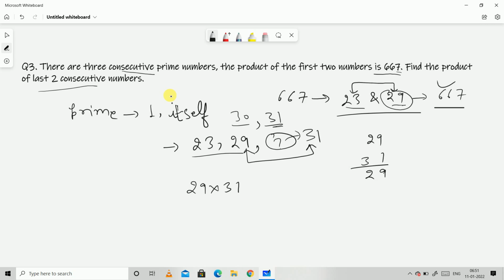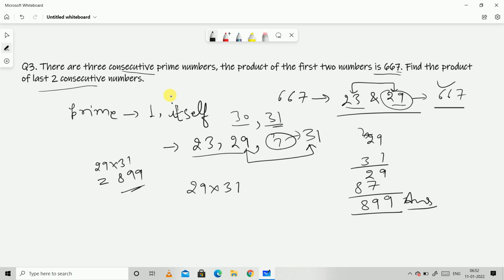So what will be that? 3 9s are 27 and 3 2s are 6 and 2 is 8. So here I will get 899. Okay. So that is my answer. So the product of the last 2 consecutive numbers, that is of 29 and 31, is going to be 899. Okay.